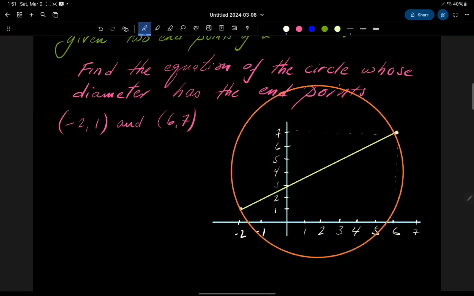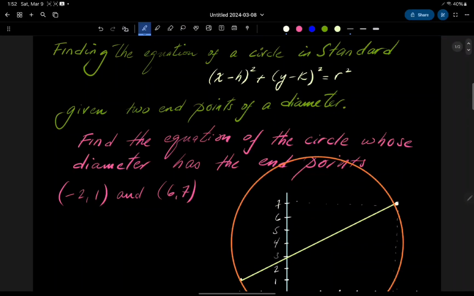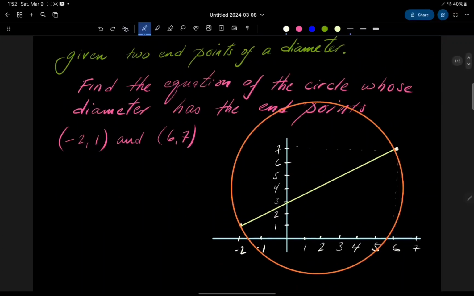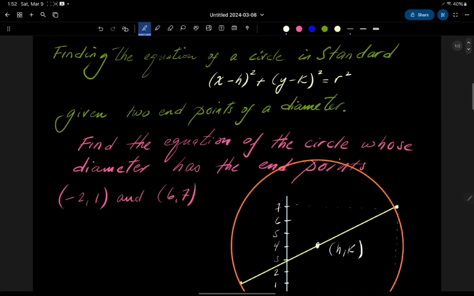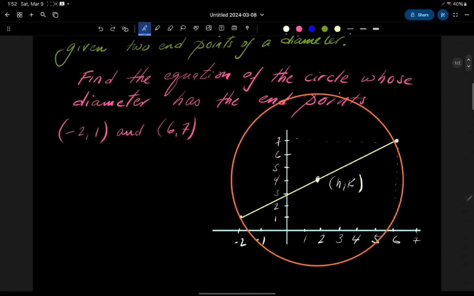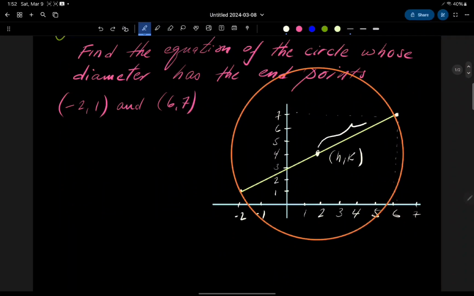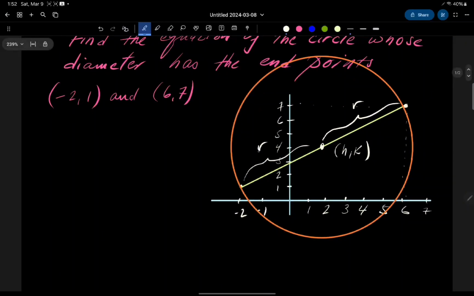And in order to find the equation of the circle, we need to know three things. We need to know the h value, the k value, and the r value. The h and k are the center of the circle, which should be somewhere around here. H and k, these are the coordinates of the center of the circle. And the radius right here will be the distance between the center of the circle and one of the endpoints, either this one or this one right here.